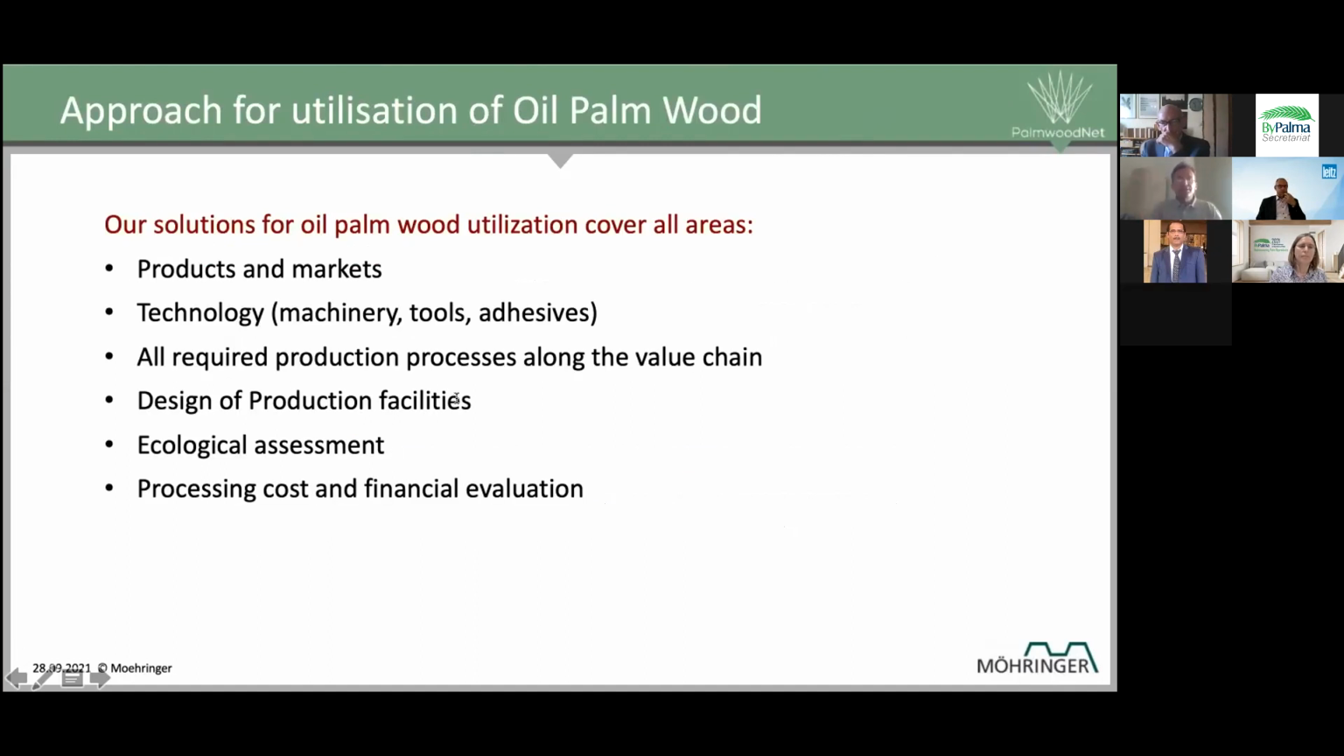What do we need to be successful on this approach? We had to look into the product and markets. We looked into the technology, the machinery, the tools, the adhesives, then all the required production processes along the value chain, how the production facilities need to be designed, and also the ecological assessment and processing costs and final evaluation.